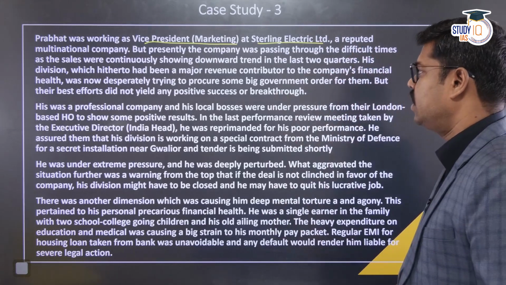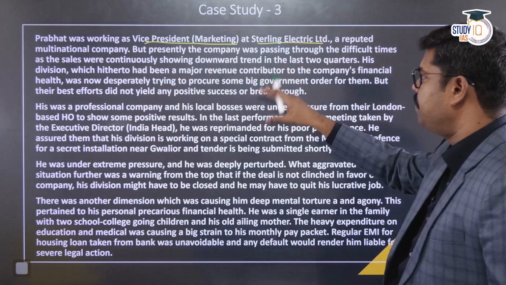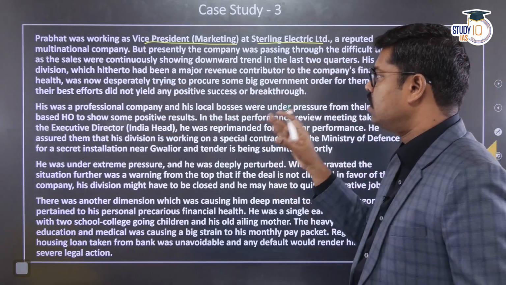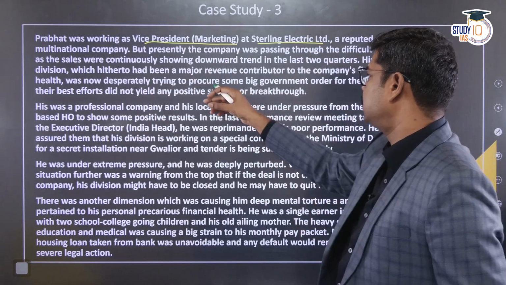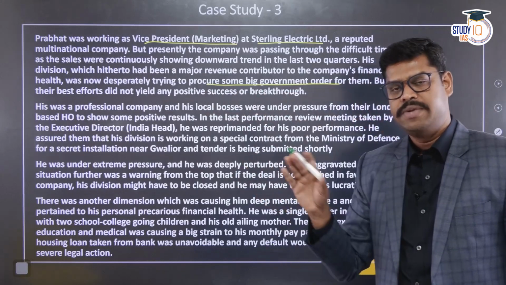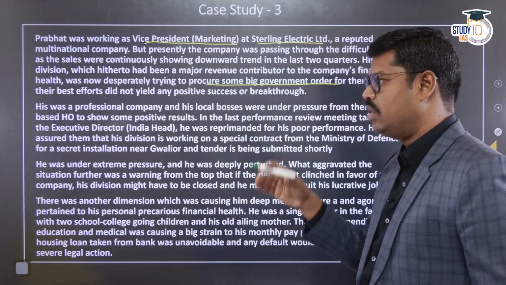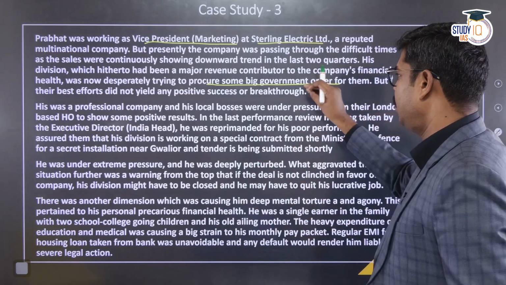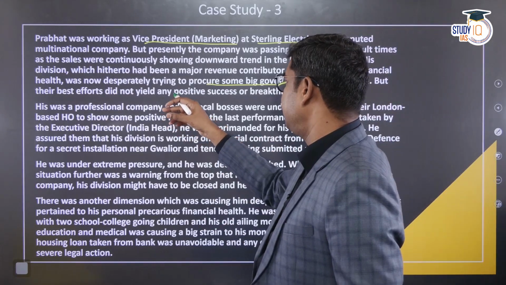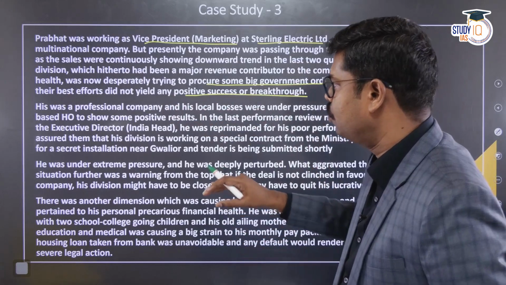His division, which until this point of time had been a major revenue contributor to the company's financial health, was now desperately trying to procure some big government orders for them. So till that point of time, his division had been doing extremely well and was a source of revenue to the company, but in the last 2 quarters it is not doing well, and they are trying to get a big government project. But their best efforts did not yield any positive success or breakthrough.